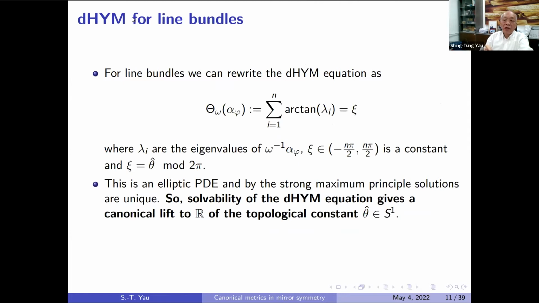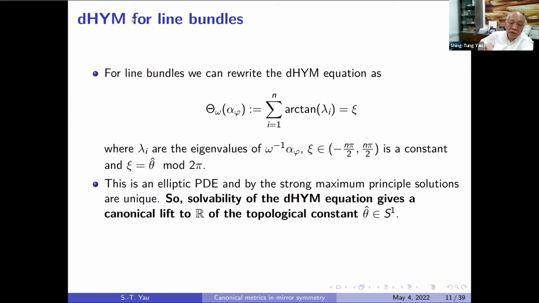Now for line bundles, we can rewrite the deformed Hermitian-Yang-Mills equation in this way. This is actually very good because it is an exact analog of the special Lagrangian equation, where lambda i are the eigenvalues of the endomorphism defined by the (1,1)-form alpha phi and omega inverse. Omega is the Kähler form. So this is the equation that we are trying to solve now. And theta would be a constant, equal to the original constant theta hat mod 2 pi.